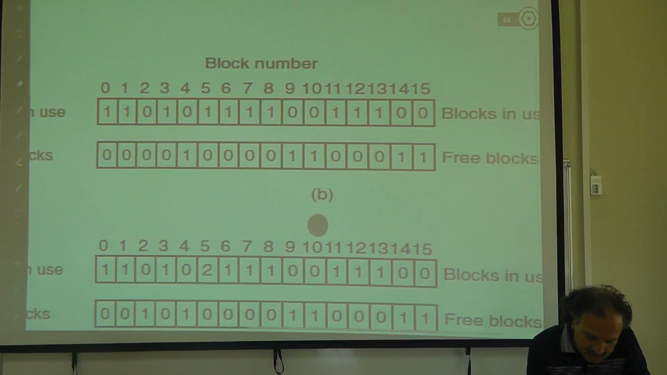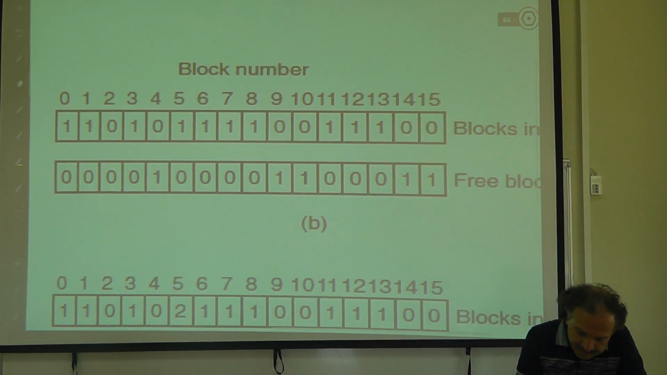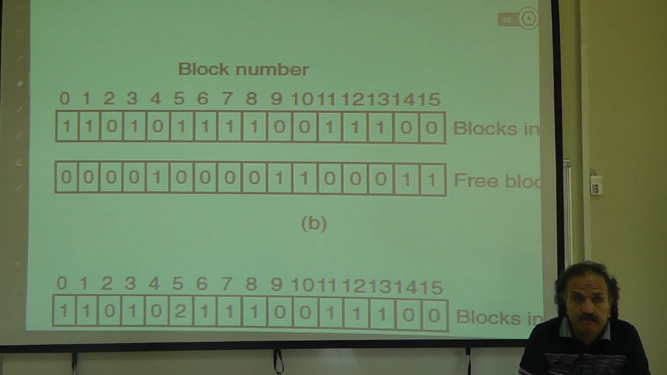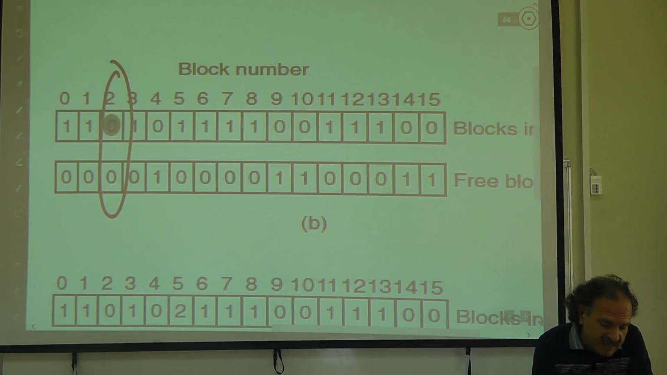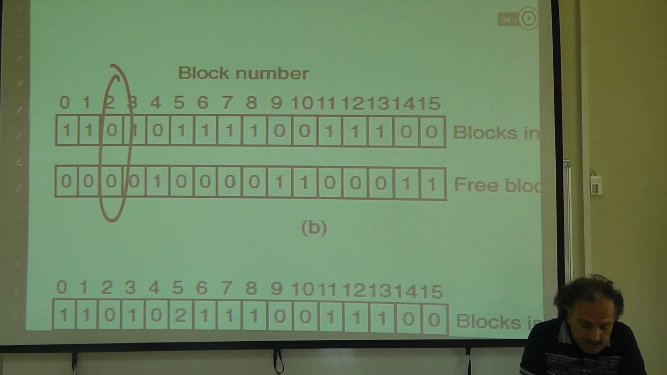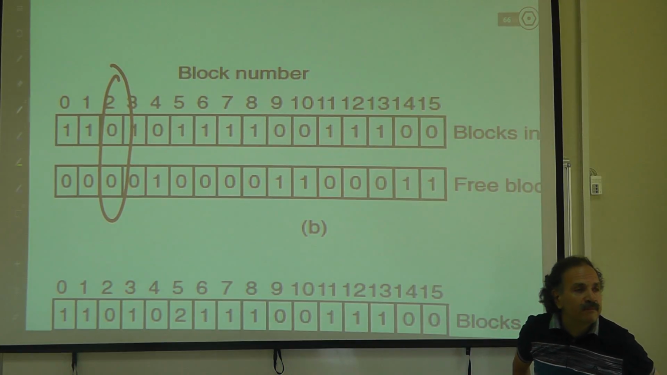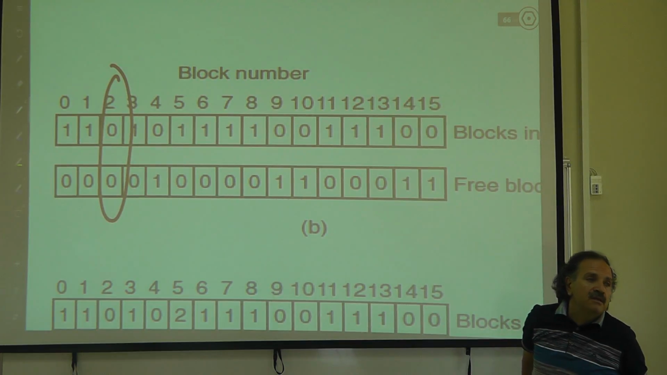Let's look at this one. Do you see any problems here? Which block has the problem? Block 2. This one has a problem. It says that this block is not used by any file because it is not referenced, but it is not in the free block list either. So what causes this kind of problem? What do you think happened that caused it?